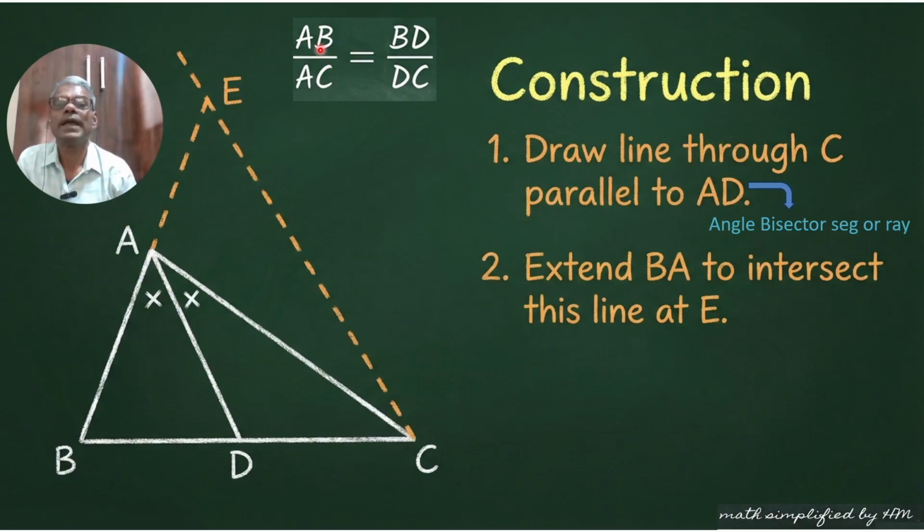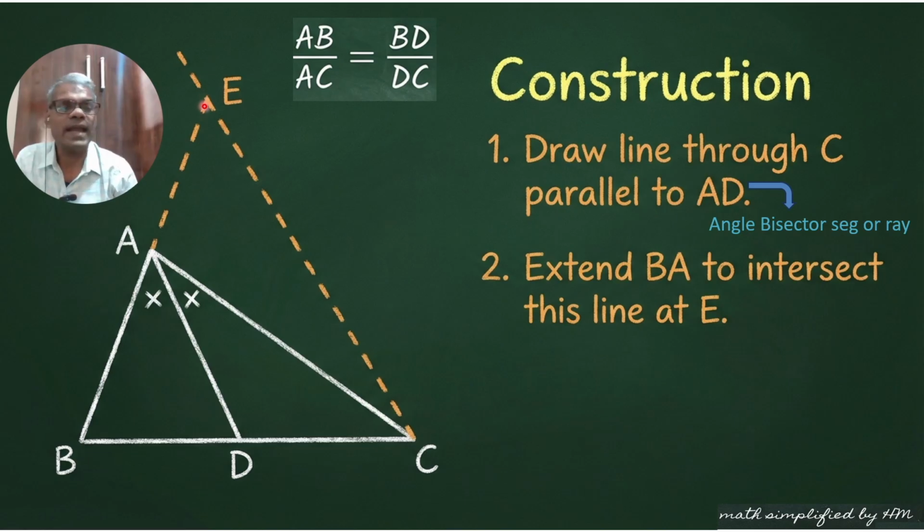To prove AB upon AC is equal to BD upon DC, we need a clever geometrical trick. For that, a construction is required. We are going to draw a line from point C parallel to angle bisector AD in the upward direction. Then we extend side BA such that it will intersect our parallel line at point E.